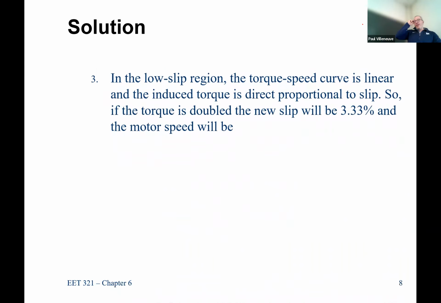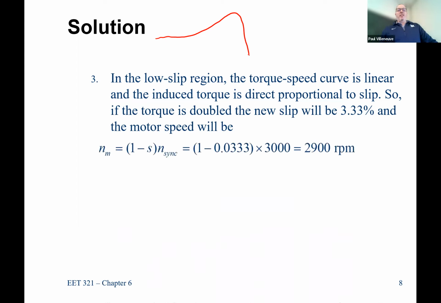Okay, so when we are in the low slip region, remember our torque versus speed curve kind of looks like this. And we're assuming it's a very linear straight line, and we don't have a lot of data about its operation. So what we're going to do is if we double the torque, then our speed is going to be reduced, and the level it's going to be reduced is we're going to double the slip. We have no way of knowing without having the actual curve, so here is the next best thing. You're going to double your slip to 3.33%. Our new motor speed is going to be 2,900 RPM.